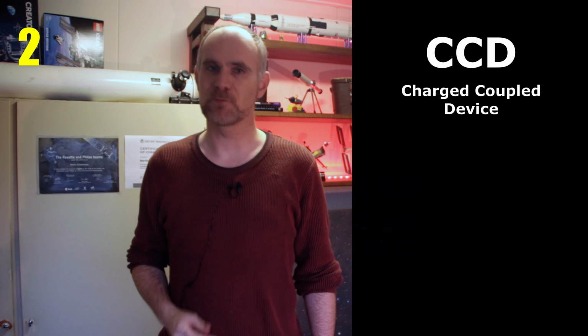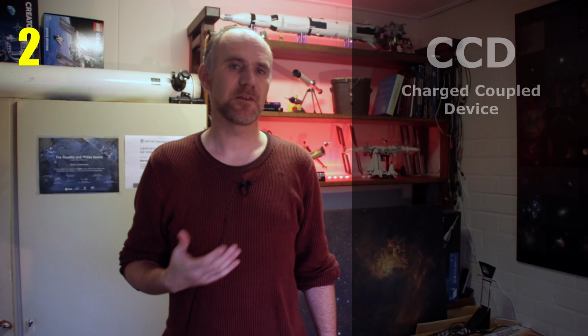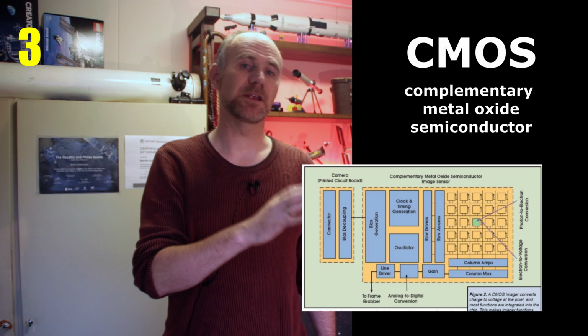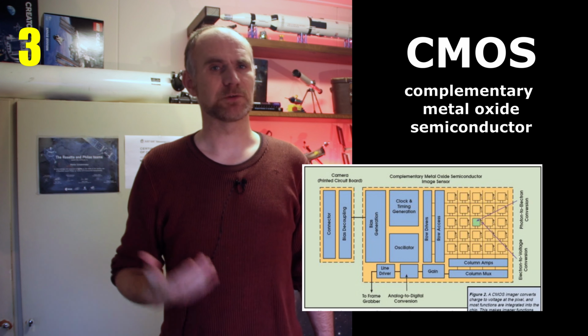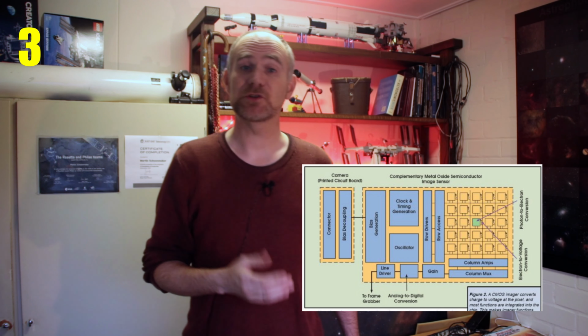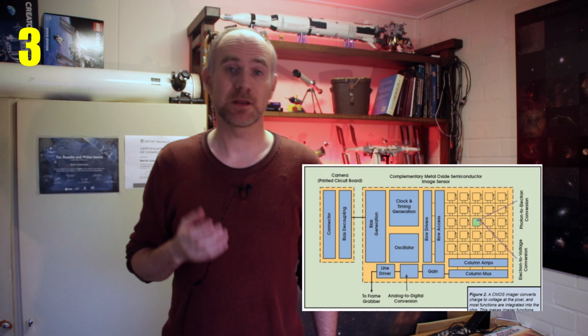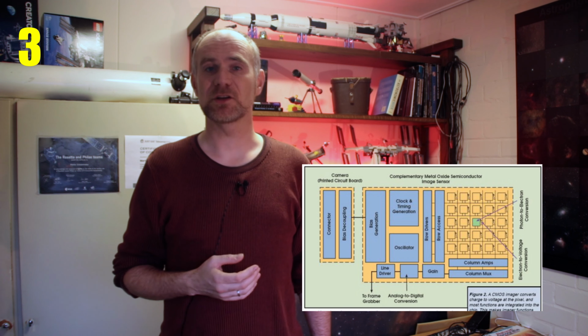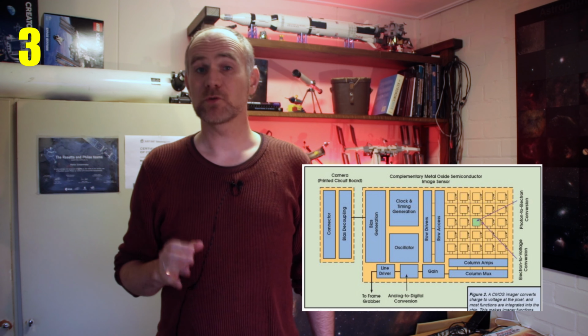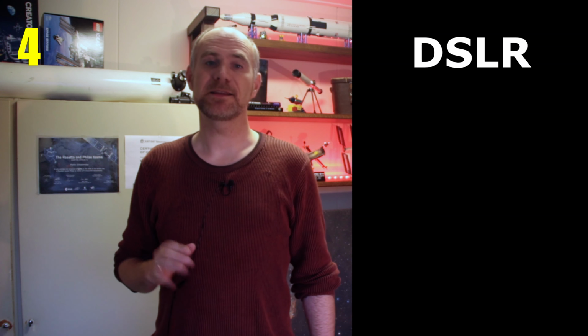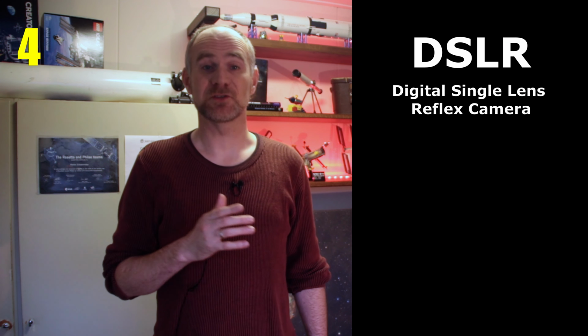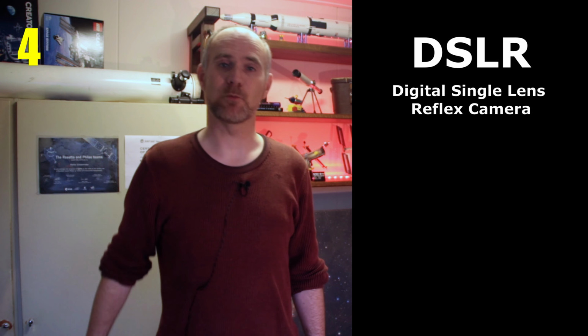CCDs are generally more expensive to produce than the next item on our list, which is CMOS. That stands for Complementary Metal Oxide Semiconductor, also a sensor. More noisy than the CCD, but advancements in the technology have brought them almost on par to CCDs at lower cost. A DSLR is a digital single lens reflex camera.